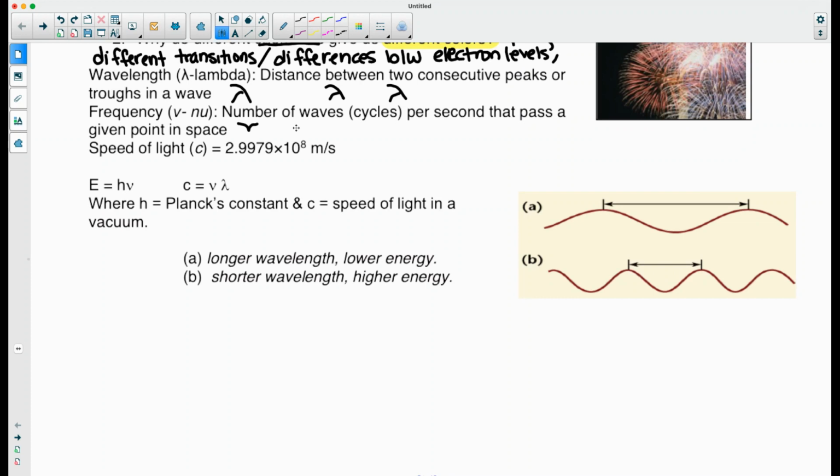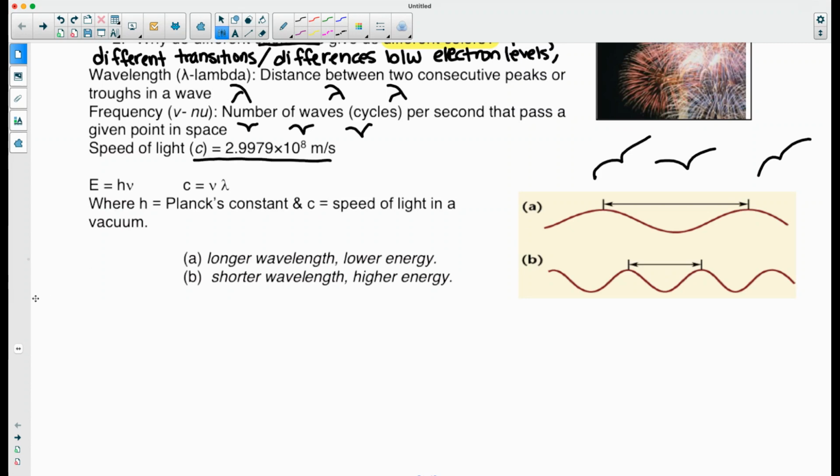Frequency is nu. If you think about drawing those seagulls in your projects when you were younger, those are very close to nu. If you want to just make a squiggly V, that works also. We represent the speed of light as c.